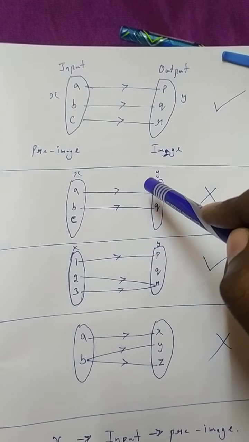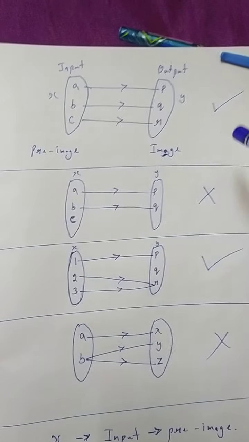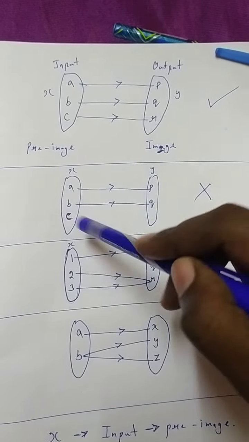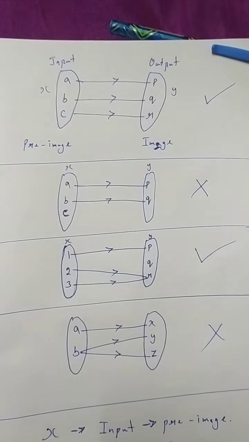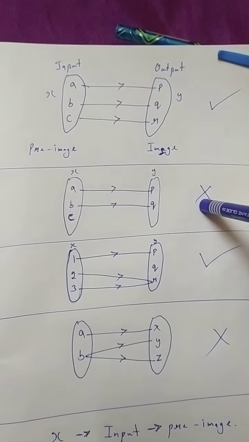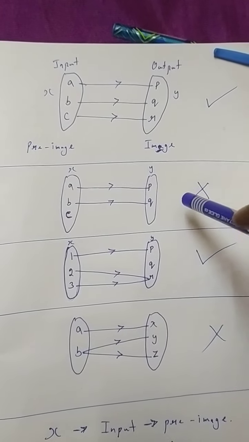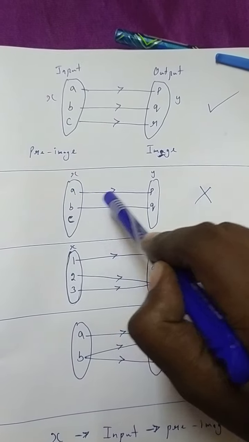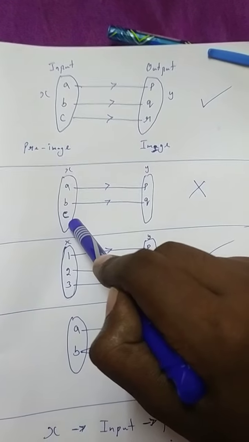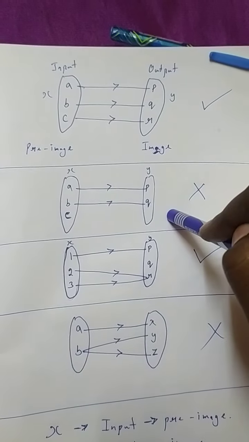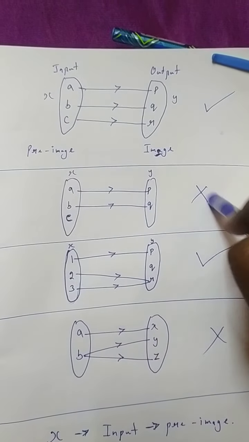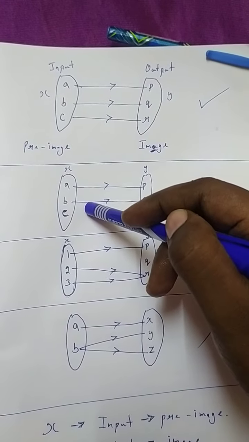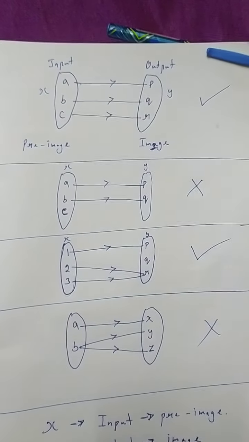So, if the two conditions are satisfied, that is, all the elements in the domain must have an image and the images should be unique, then only it is a function. Otherwise, it is not a function. So, if you look at this, A has an image and B has an image, but C doesn't have any image. Therefore, it is not a function. The first condition itself is not satisfied. So it is not a function.